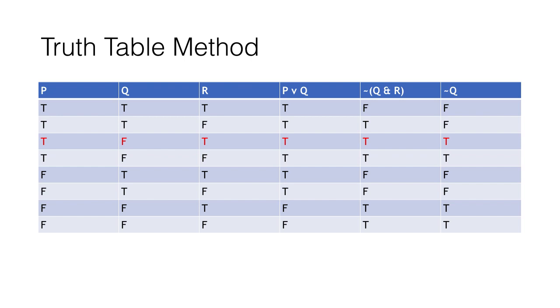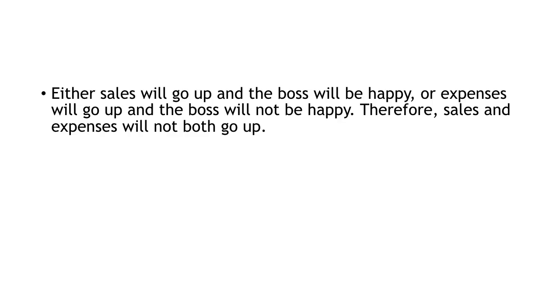So let's go with one more example of this. This is a valid argument. Let's take an invalid argument and use the truth table method to show that it's invalid. I think this will be useful as well. So here's another argument. Either sales will go up and the boss will be happy, or expenses will go up and the boss will not be happy. Therefore, sales and expenses will not both go up.